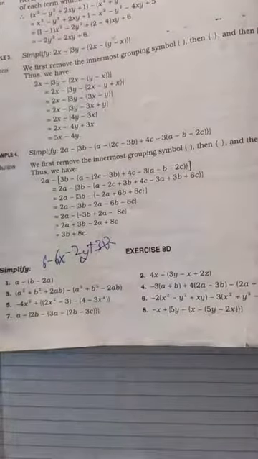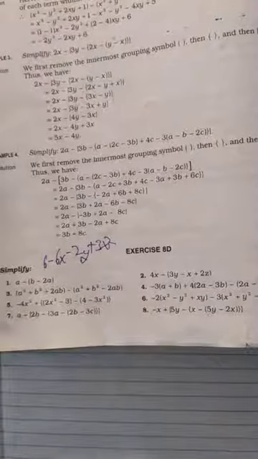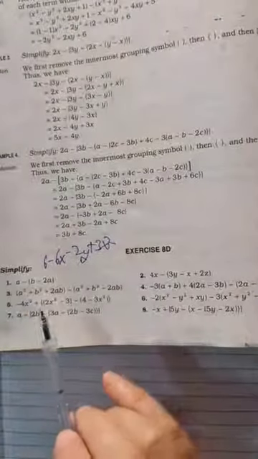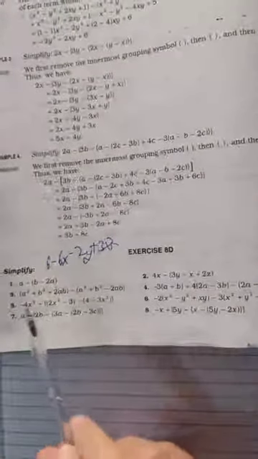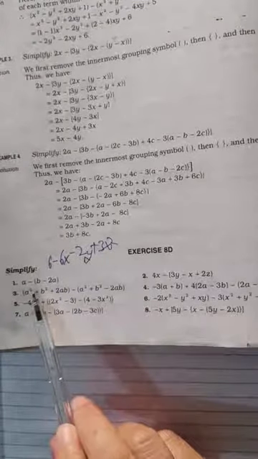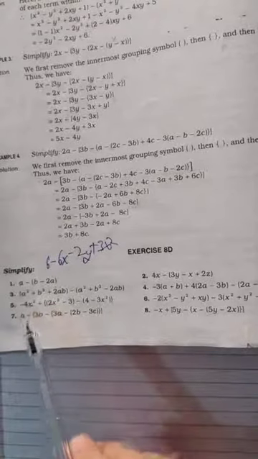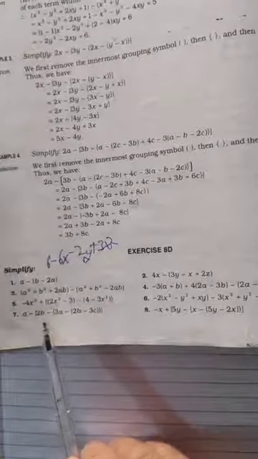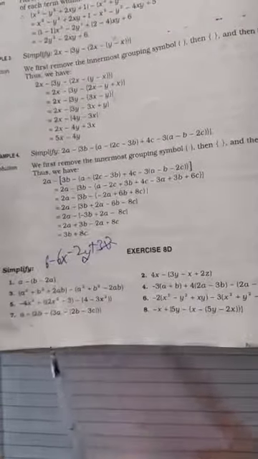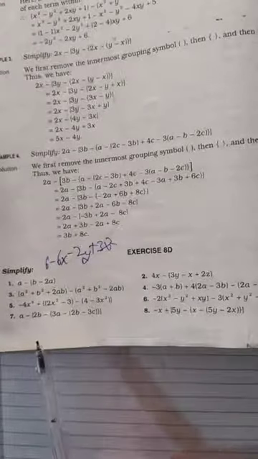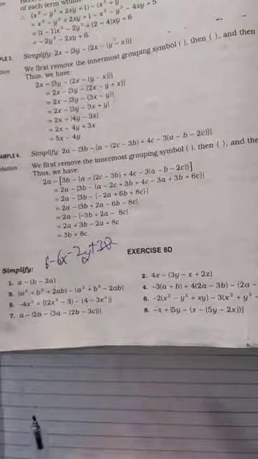In this video we will start exercise 8D. Exercise 8D is a simplification of algebraic expressions. In this we have to remember the rules of simplification, meaning how to solve small brackets, big brackets, curly brackets, and the rules of integers. Of course, the rules of algebra, that like terms can be added or subtracted.